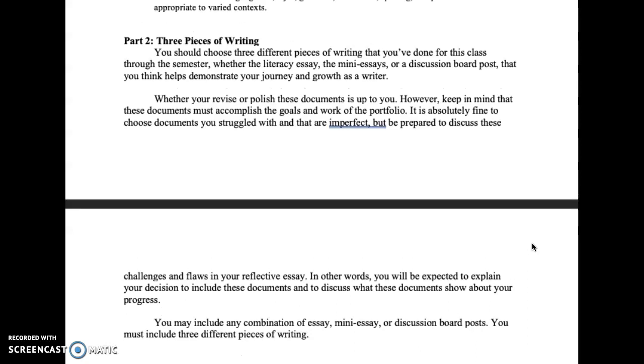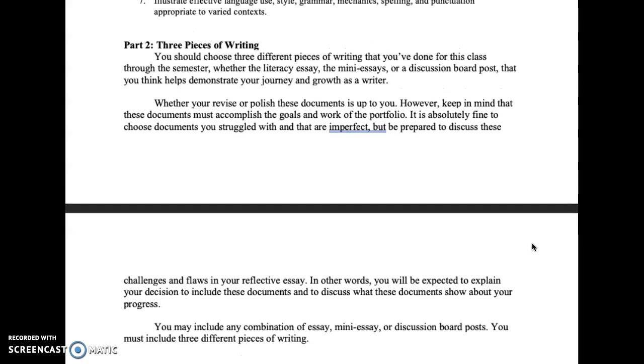So if you're including something that maybe you didn't do as well on, in your reflection essay, you can say, this is where I started. And then the synthesis essay that you've revised and edited, this is where I finished, and this shows my growth and my progress as a writer. So you would just need to explain why you chose to include something that you didn't do as well on. All right.